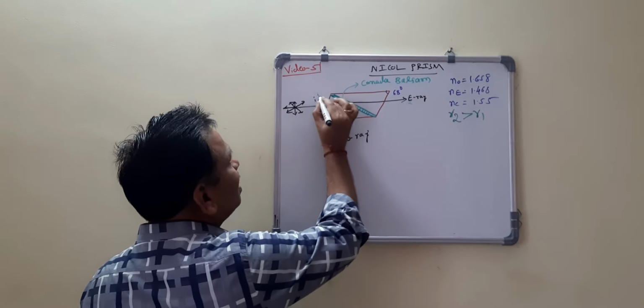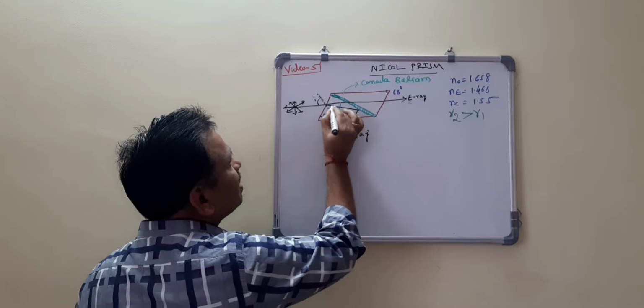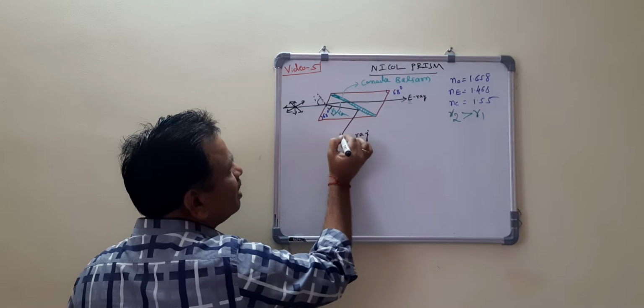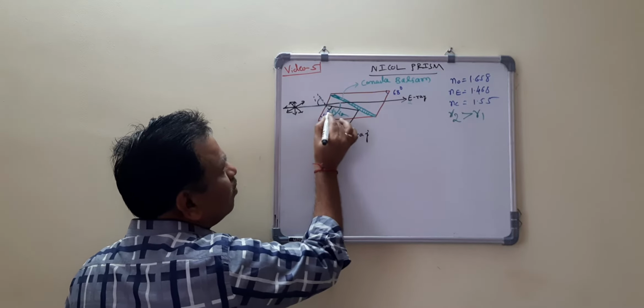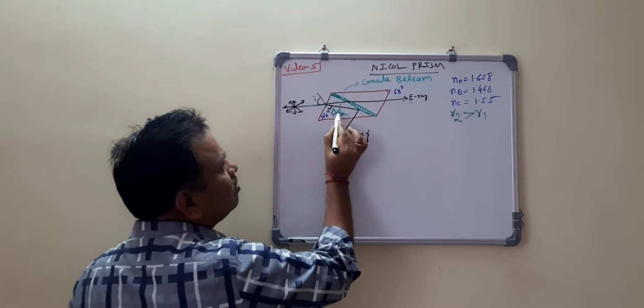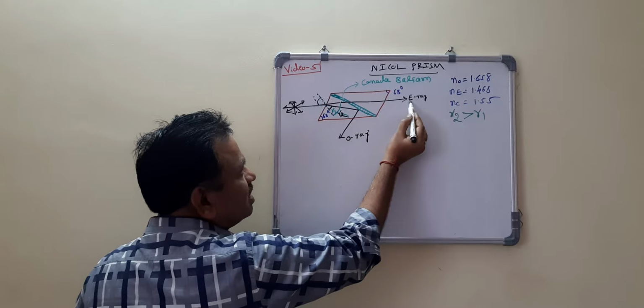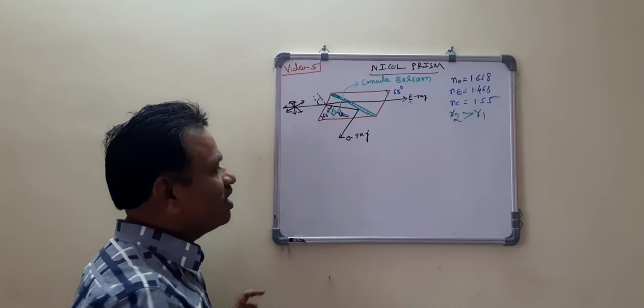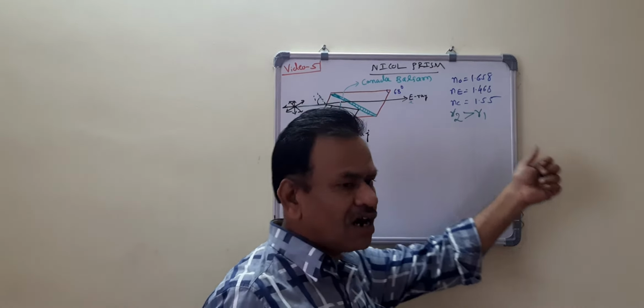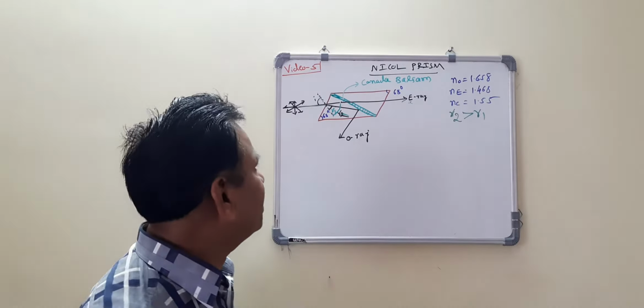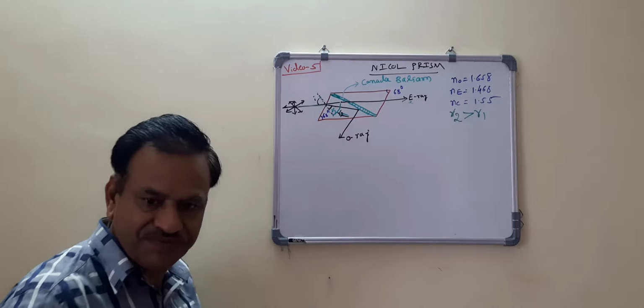What is R1 here? R1 is the angle between the ordinary ray and the normal. What is R2? R2 is the angle between the emergent E ray and the normal. From the geometry, you see R2 is greater than R1. Next.